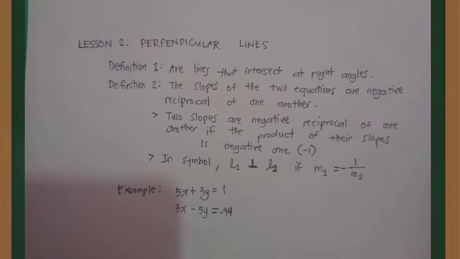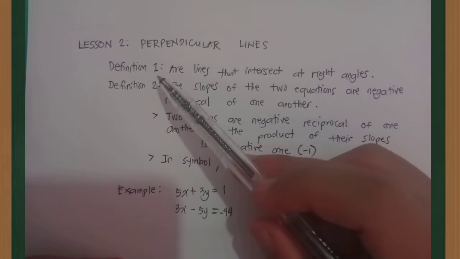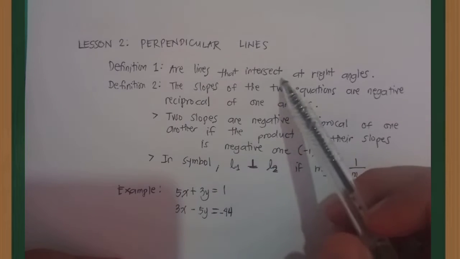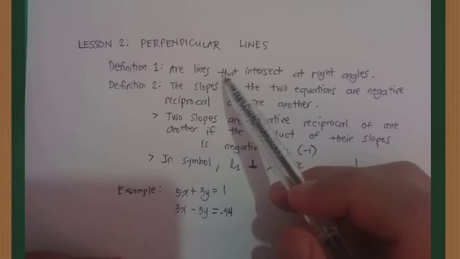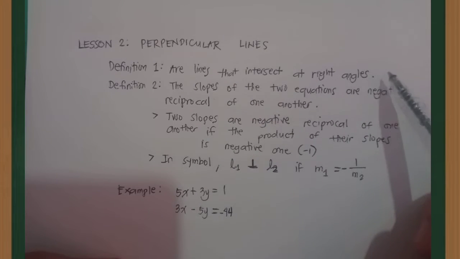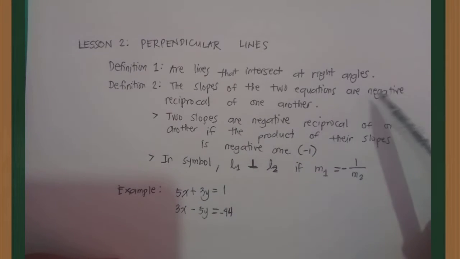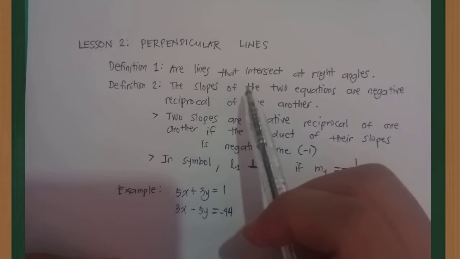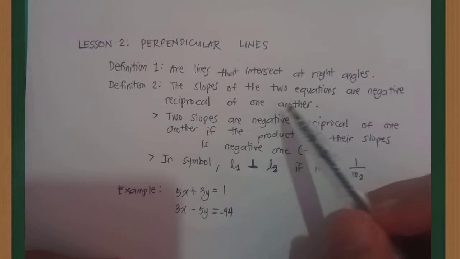Good day, students. In this video, we're going to discuss perpendicular lines. Now, we have here two definitions. The first one, perpendicular lines are lines that intersect at right angles. These are two lines which intersect at right angles. Now, the second definition, the slopes of these two equations are negative reciprocal of one another. Again, perpendicular lines, the slopes of these two lines or two equations are negative reciprocal of one another.